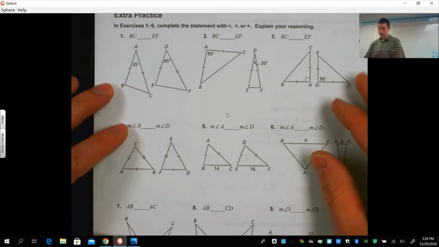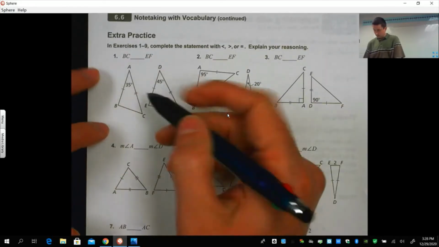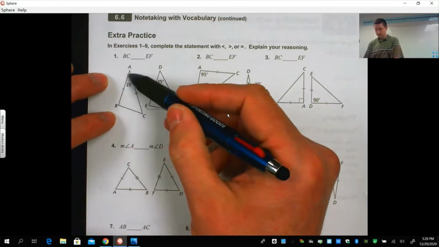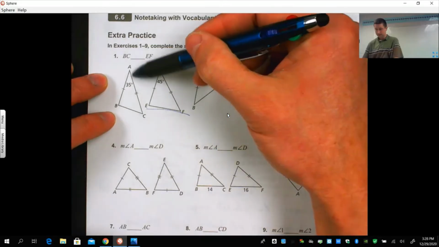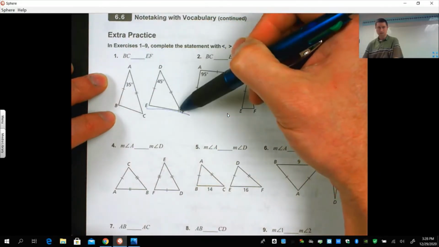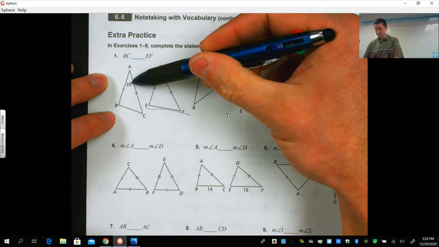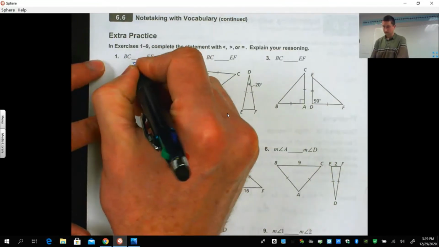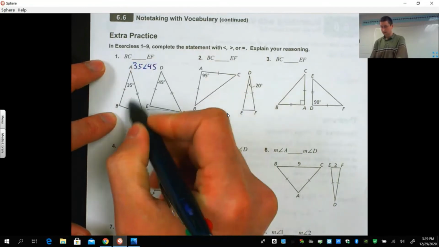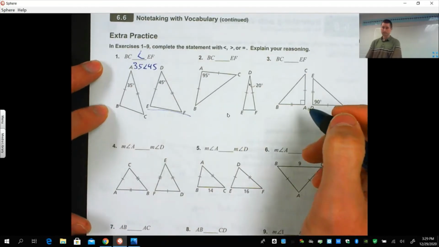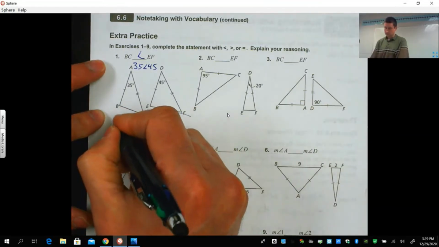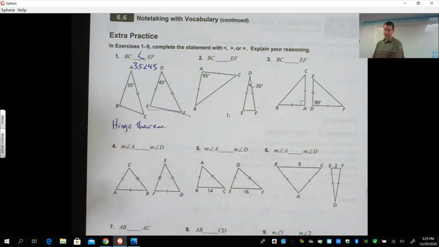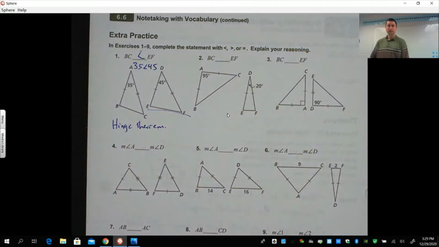Alright, so what we have here, they want us to relate BC with EF. So we have a set of congruent sides, a second set of congruent sides, AC is congruent to DF, and 35 and 45 are the included angles. So 35 is less than 45, so BC has to be less than EF. This one would be the hinge theorem, because they gave us the angle and we related the sides.